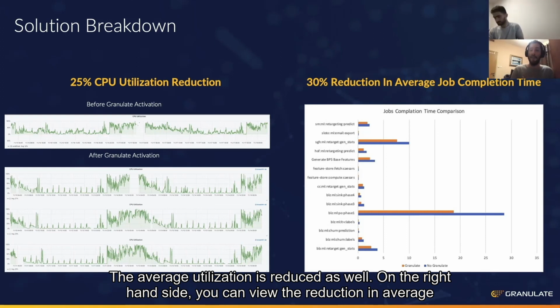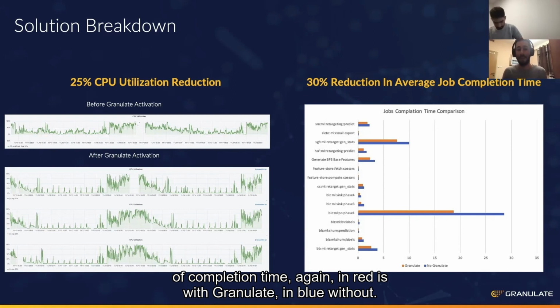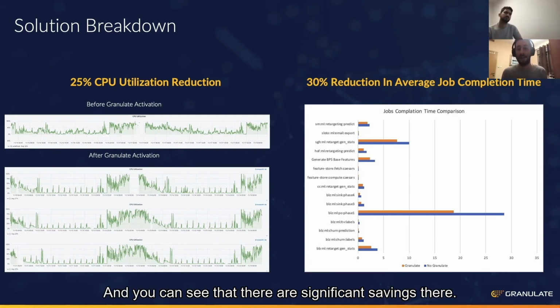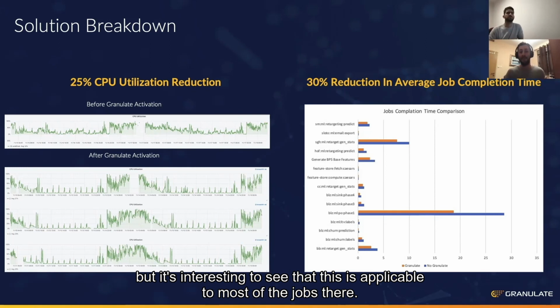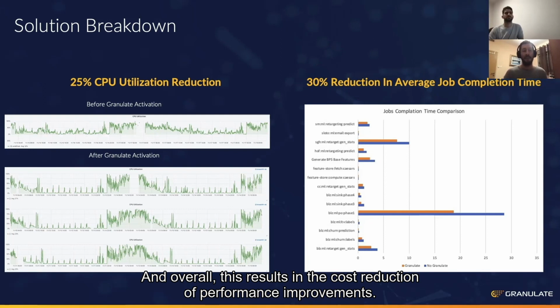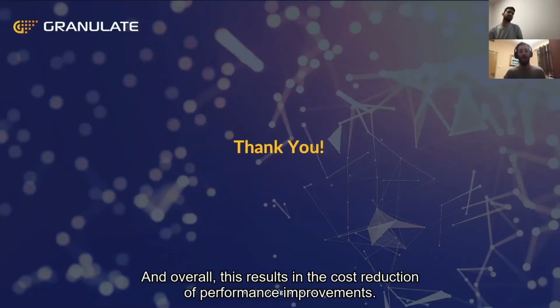On the right-hand side, you can view the reduction in average job completion time. Again, in red is with Granulate, in blue is without, and you can see that there are significant savings there. Obviously, this changes per the use case or per the exact job workload, how it operates and how it works. But it's interesting to see that this is applicable to most of the jobs there. And overall, this results in the cost reduction and performance improvements.